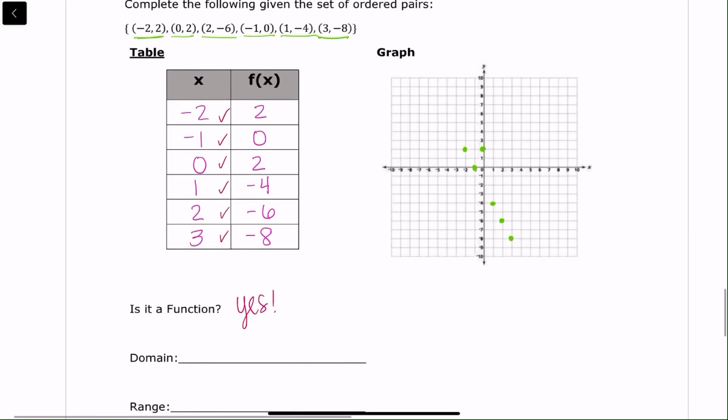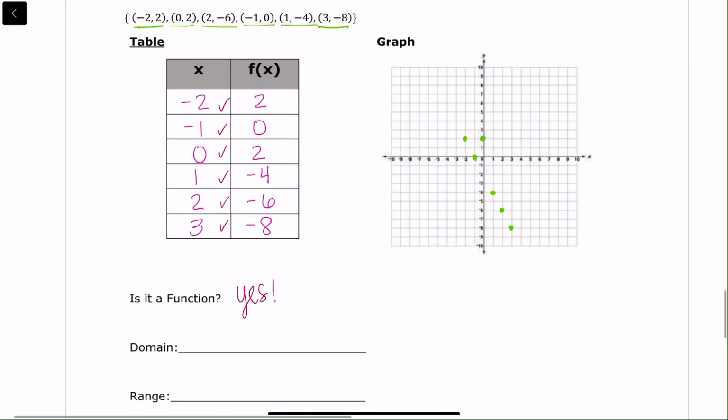Now it wants to know my domain. Remember that your domain is the set of all your x values. When I have a graph like this where my points are not connected, or I have a set of points, I write my domain in this way. I open it up with a squiggly bracket, and I write my x values from least to greatest. And I close it with a squiggly bracket.